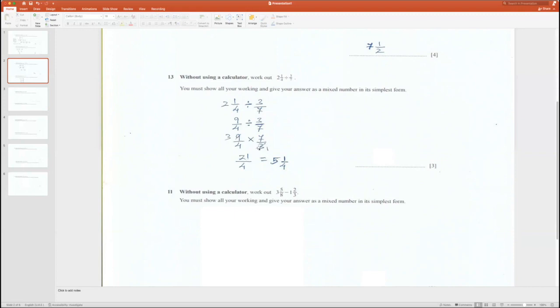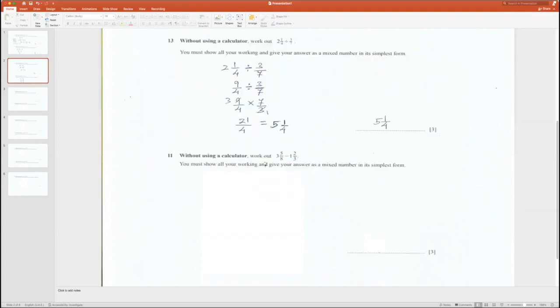Then we can simplify this. 3 times 1, 3 times 3. Then 3 into 7, 21. 4 into 1, 4. We can write this as a mixed number. So 4 times 5, 20. Remainder 1. 5 is the whole number and this is the fraction.